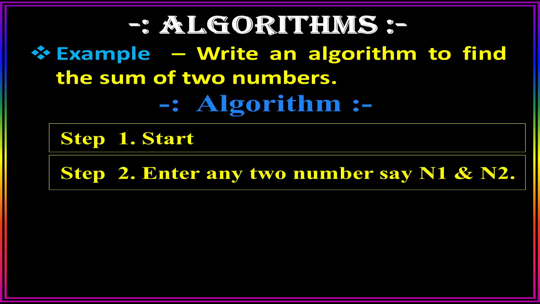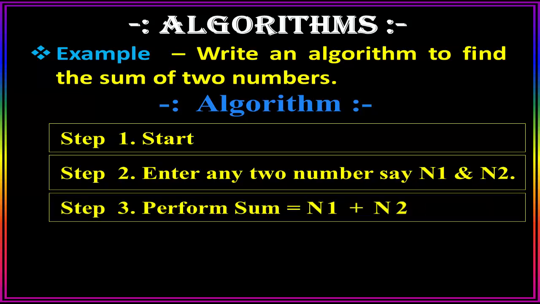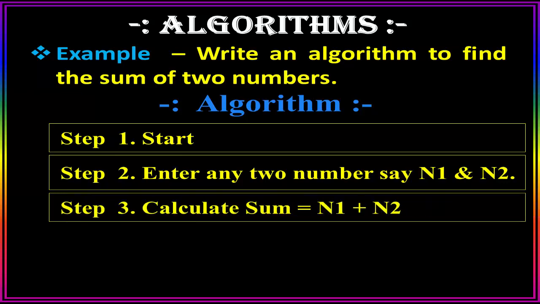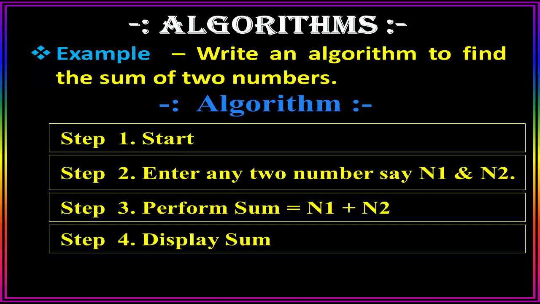Then in the third step, we will add these two numbers and store the result in a third variable. Let us take a third variable, say sum. So in step number 3, we will write calculate, or you can write perform also. Sum equals n1 plus n2. In the fourth step, we will display the result which is stored in the variable sum.